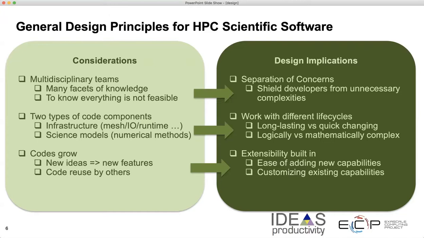Or at least not feasible if all of these things need to be done well. So what that means is the design implication is that separation of concerns should be baked into the design so that the developers are shielded from knowing about complexities that they do not need to deal with.